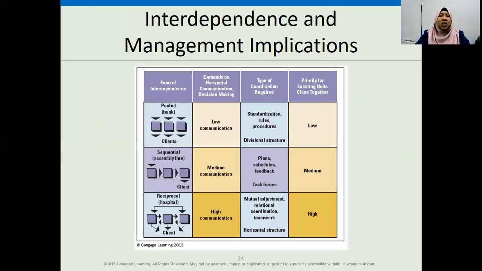Then interdependence and management implications. We have demand on horizontal communication, decision making, type of coordination required, and priority for locating units close together. So we have pooled form of interdependence. We have sequential, like an assembly line, and also we have reciprocal, like a hospital. So you see, this is how the types go: low, medium, high. This is one of the important things, that you can at least picture the form of interdependence.